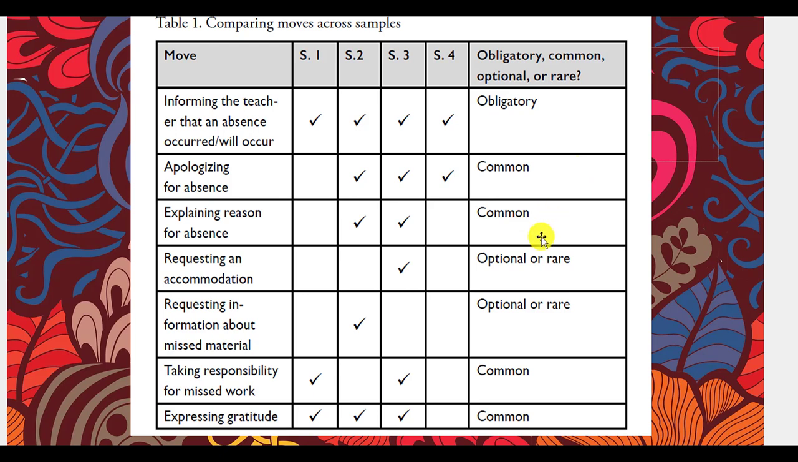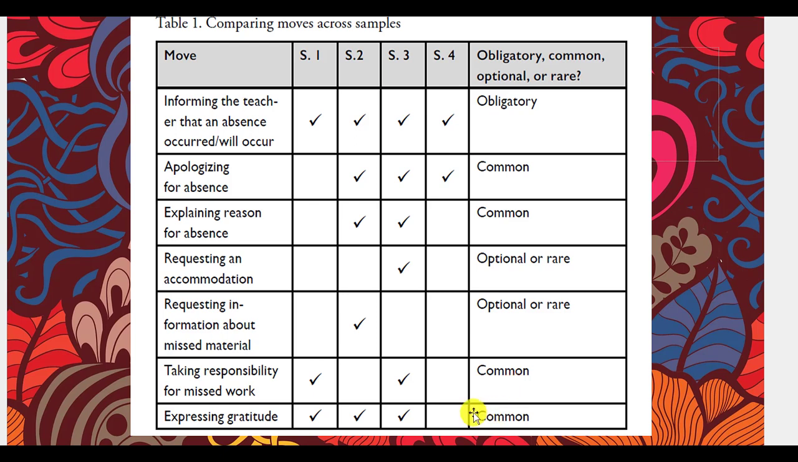The majority don't give a reason. Only half of them do. Request homework or notes or whatever. That isn't very frequent. Only one of the four samples do it. Only one of the four samples request information about missed material. Half of them take responsibility for missed work. You know, it's common, but, I mean, we only have a sample of 4. We need like a sample of 50 to really be able to study the genre fully.